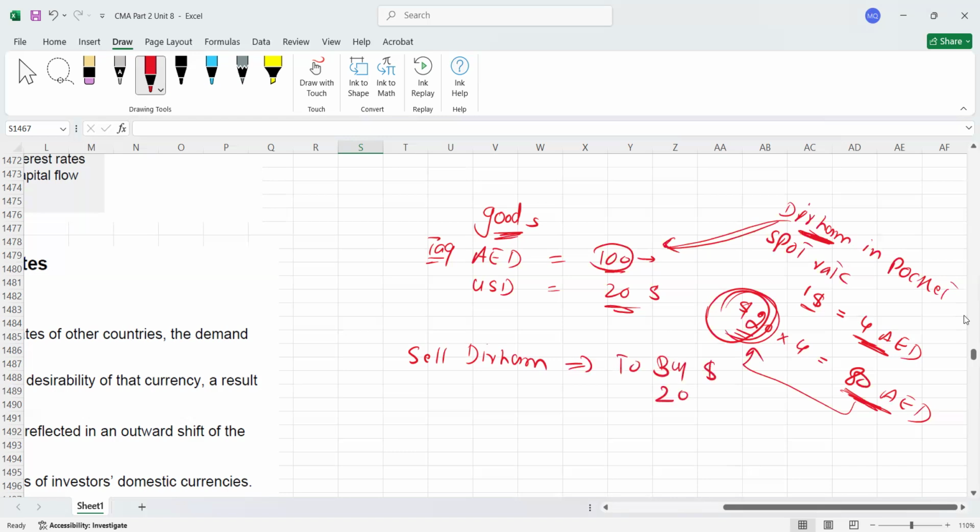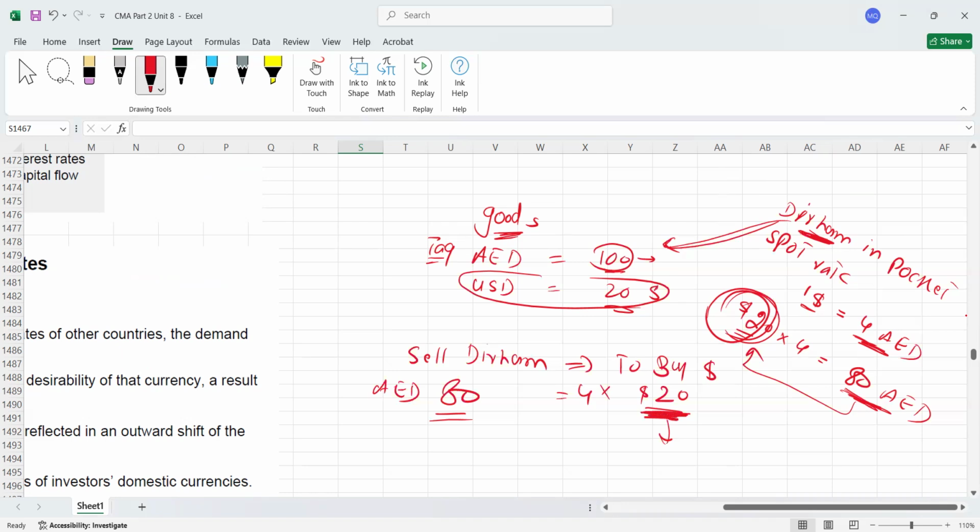And how many dollars do you want to buy? $20. And obviously, if you multiply by 4, it means you would sell 80 dirham to buy $20. And what will you do? You will buy this shirt in USD, right? Because you feel that if you buy in USD, it is more economical, it is cheaper for you, right? Now think, if this is your attitude, because you are going to buy dollars, right?